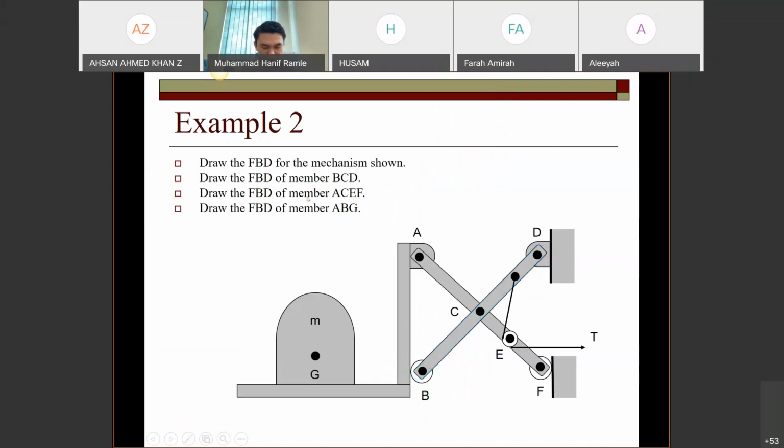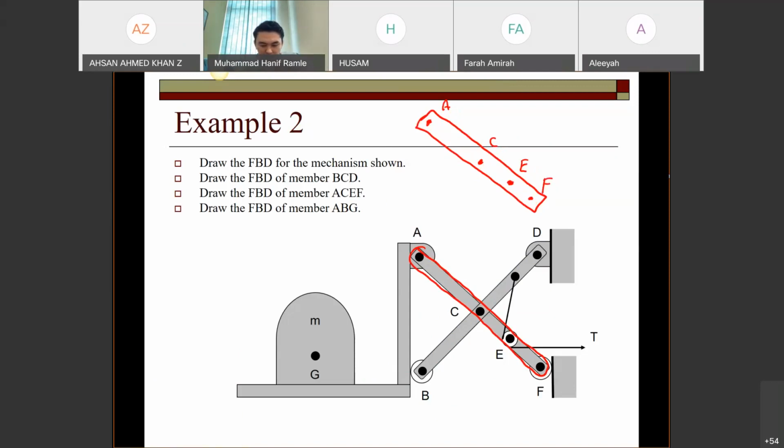Draw the FBD of member ACEF. You have to consider this ACEF, excluding all the other bodies. Draw it like this, only ACEF, and put the points: A, C, E, and F.